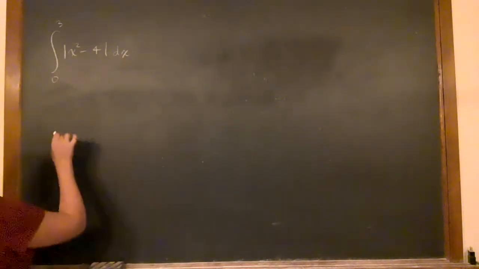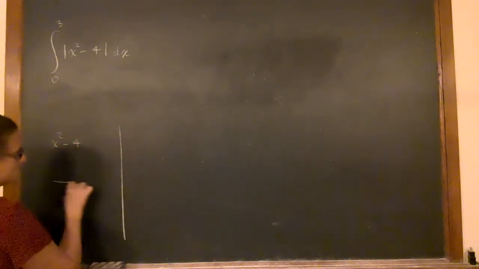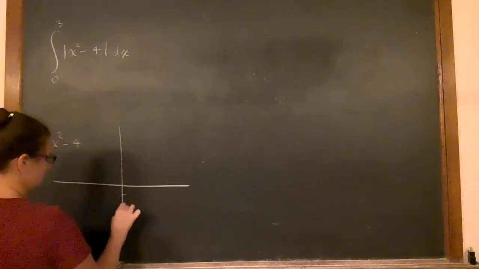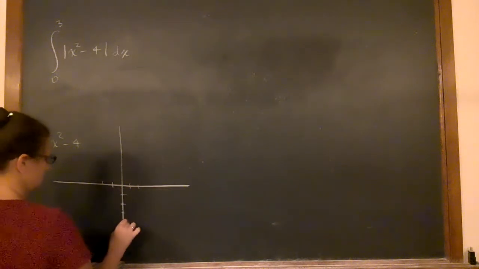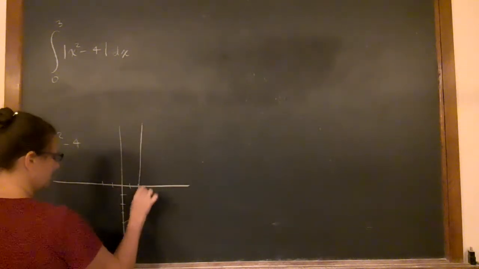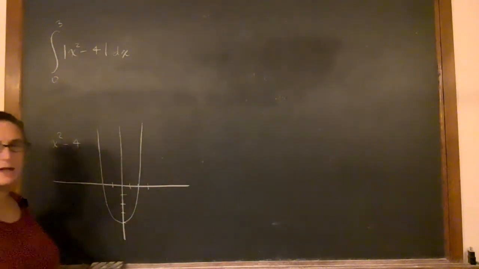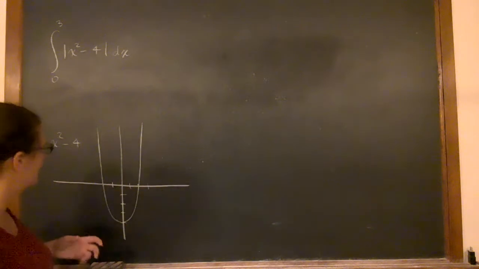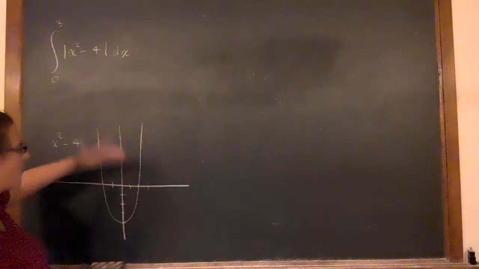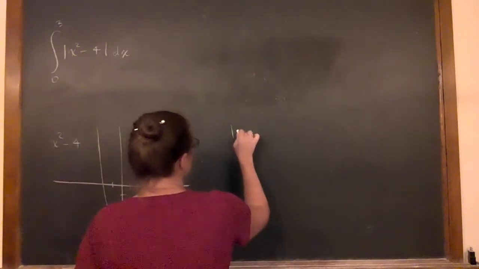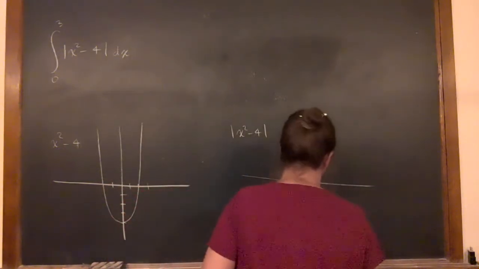Without the absolute value, if I just graph x squared minus 4, it's going to do this. So this is a parabola, moved down. Now once I put in the absolute value, the negative part is going to be flipped up. So this is going to be the absolute value of x squared minus 4. It's going to look like this.